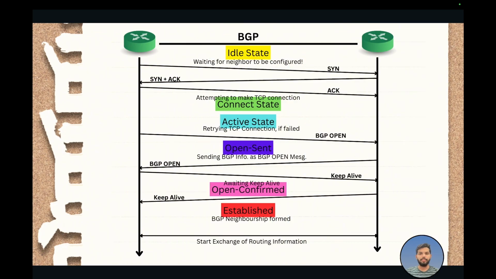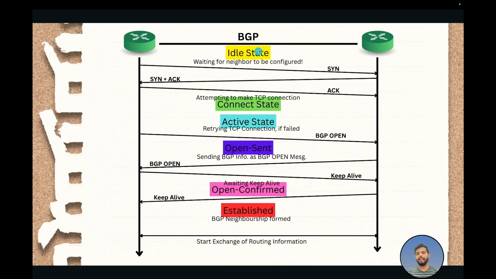As you can see on the screen, this is the state transition that might happen when we have 2 devices trying to form a BGP neighborship. We are not bothered about whether this is iBGP or eBGP because the steps remain the same. First, let's say we have configured BGP on the routers. Both will be in the idle state. Idle state means they are waiting for the neighbors to be configured.